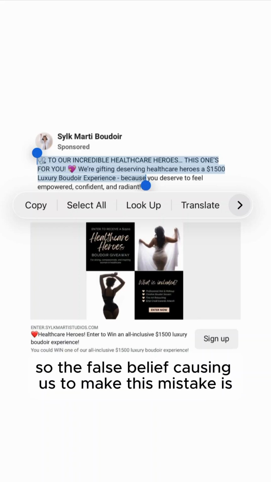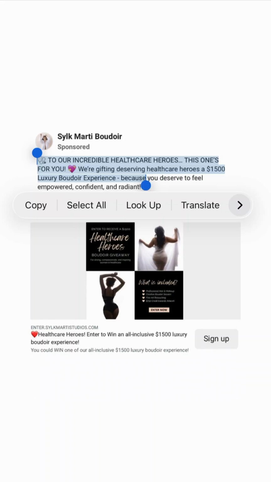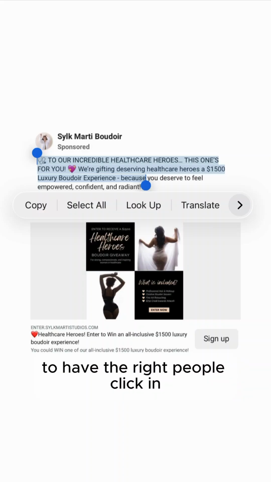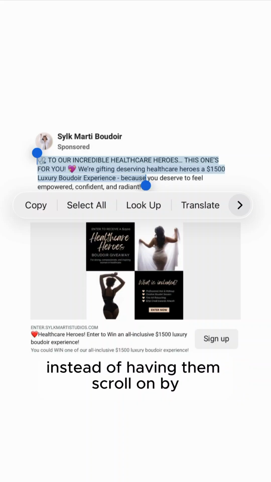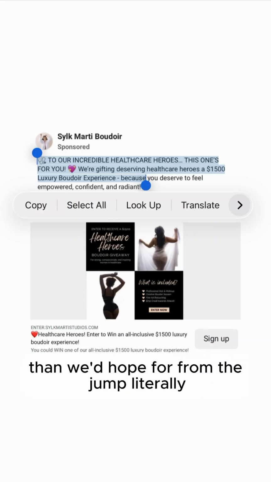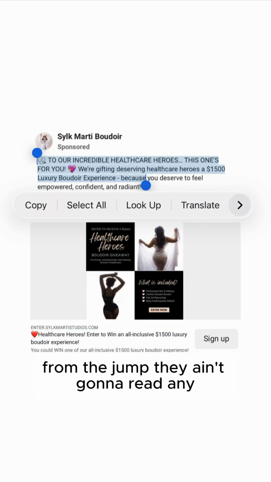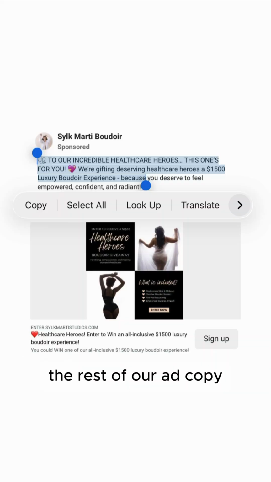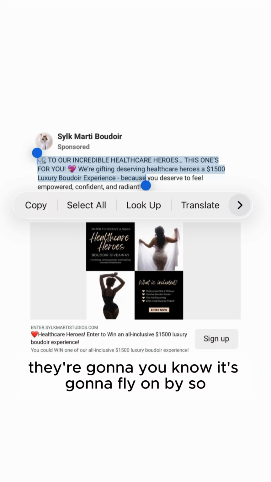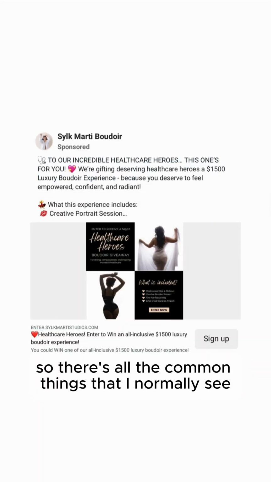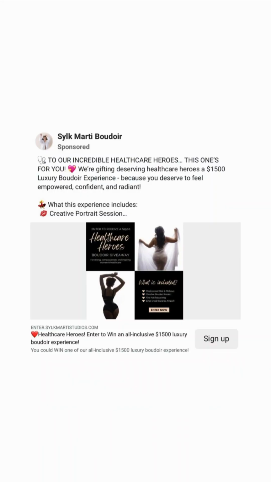So the false belief causing us to make this mistake is, well, we believe we provide enough context to have the right people click in instead of having them scroll on by. Well, the consequences: we actually have way more women scrolling on by than necessary, than we had hoped for, literally from the jump. They ain't gonna read any more of our ad after they see more of the rest of our ad copy. They're gonna fly on by. So, all right, those are all the common things that I normally see, and that's what I see right now.